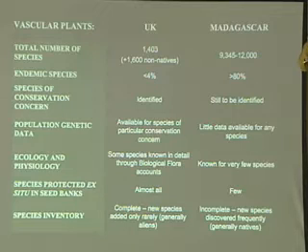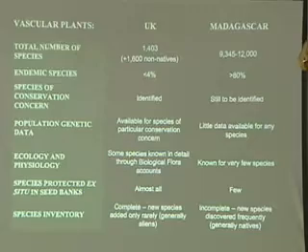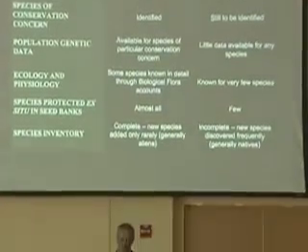In the UK, we know the species of conservation concern. There are very few endemic species. Some of these species we know quite well in terms of their ecology, and many of them are protected ex situ. In Madagascar, we have very high levels of endemism. We haven't really identified the species of conservation concern. For many of these species, we know very, very little about them, and we find lots of new species all the time.